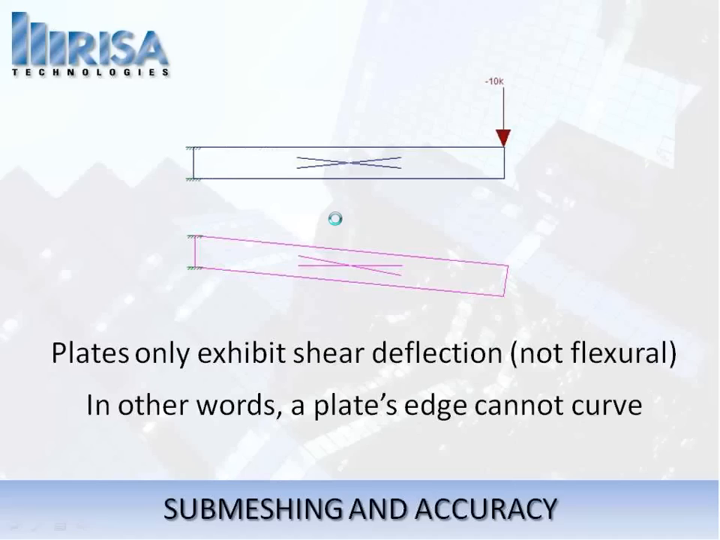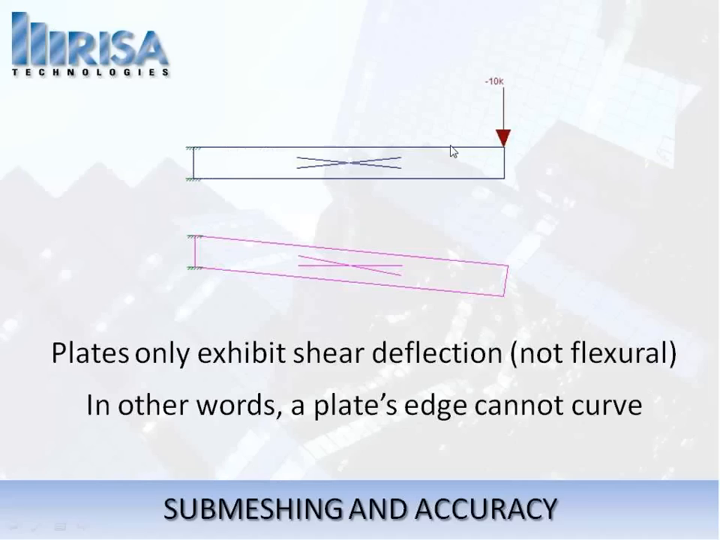Another thing to consider on our models with respect to our plates is that plates only exhibit shear deflection. They do not exhibit flexural deflection. Note for a moment this plate that I have here that's basically cantilevered off from the left with a point load on the right. If we took a look at how this beam would behave in reality, what you'd expect to see is that it would curve downwards for its deflected shape.